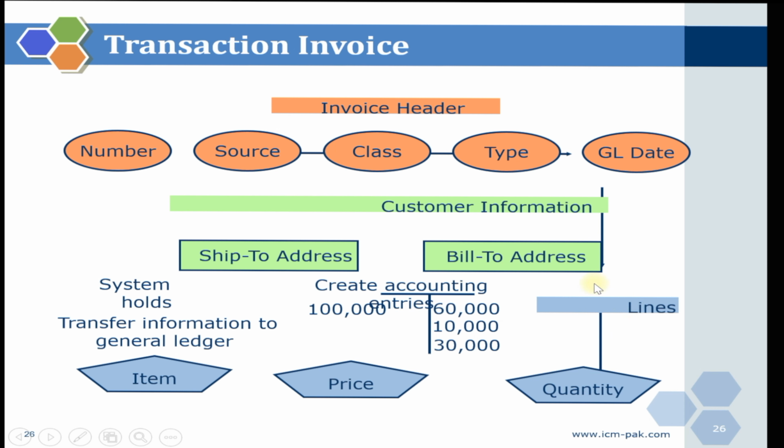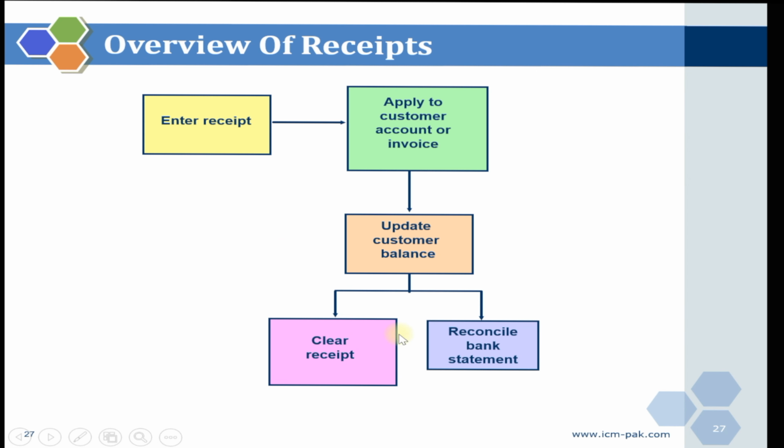And now for the sites you can have the detailed information. Detailed information means whatever is the quantity, whatever is the price, and whatever are the items you sold. For those items you will have accounting information, and that accounting information you can transfer to the general ledger.